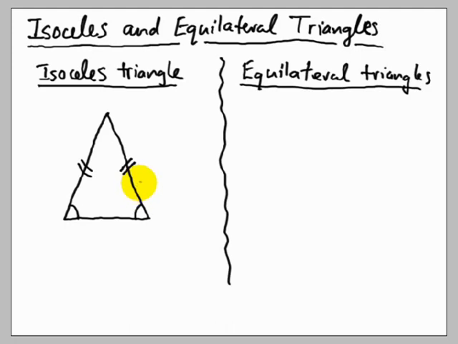Okay, and sometimes we call this the base of the isosceles triangle. These two sides are the same, and the remaining third side is called the base of the isosceles triangle. Okay, what's an equilateral triangle? Well, an equilateral triangle has all three sides being the same, right? An isosceles just has two sides being the same, but an equilateral triangle has all three sides being the same.